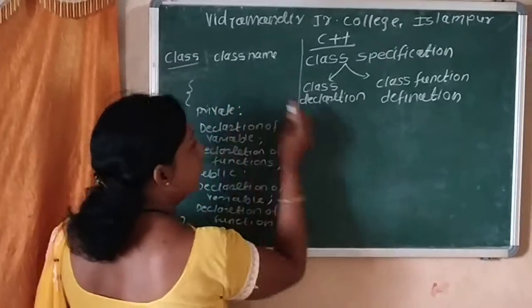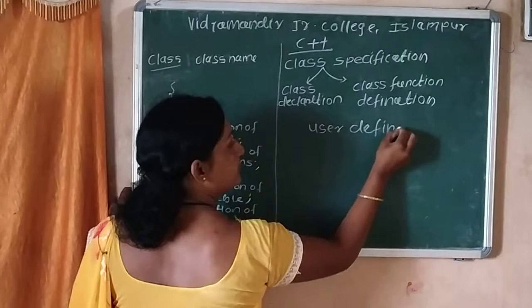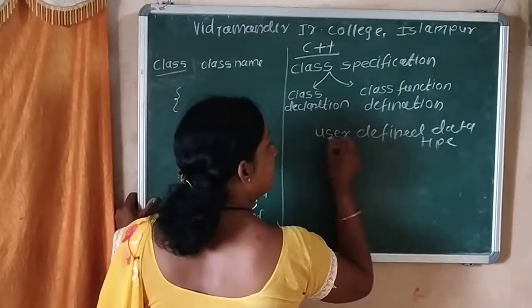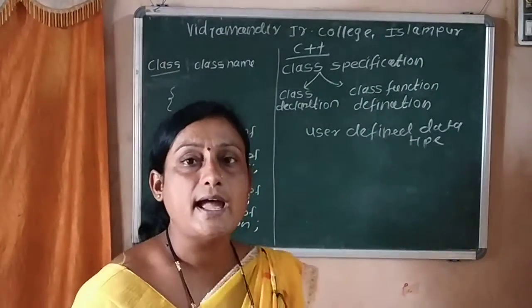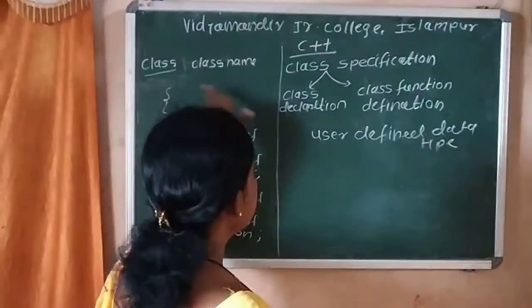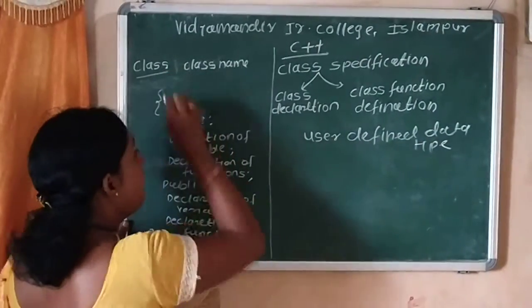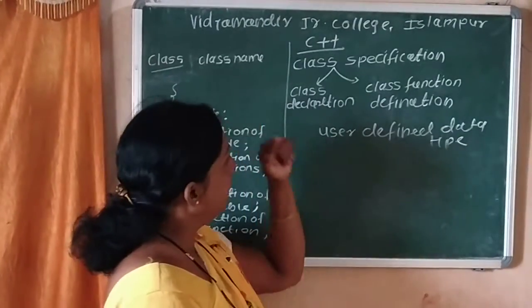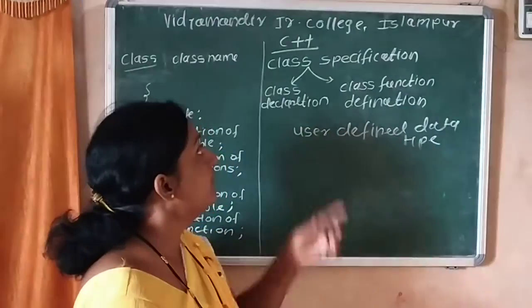Class is one type of user-defined data type in C++. User-defined data types means the data type is created as per the user's need while solving the program. And class is one type of user-defined data type. Next, how can we use the class in the program? The class is one major, important feature of C++.